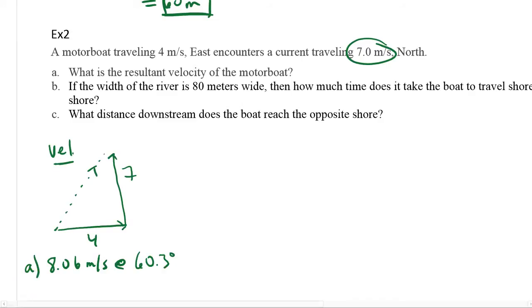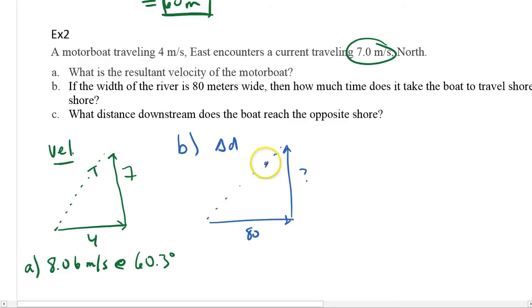And then it says B, if the width of the river is 80 meters wide. Again, I'll do a displacement diagram, and this side is 80. This side, I don't know. But I do know that these two triangles are similar because this angle is going to be equal to this angle, and we have 90 degrees here. So how many seconds does it take to get across? It's the exact same value, isn't it? Still 20 seconds. So that's interesting.